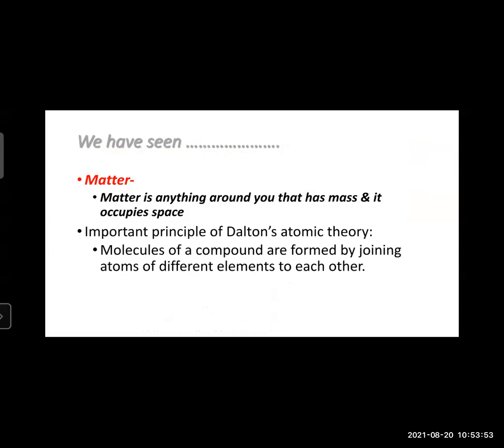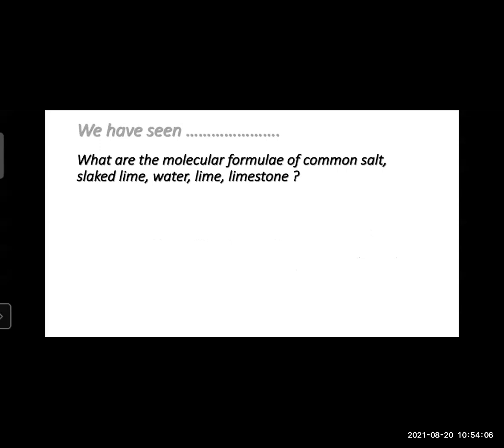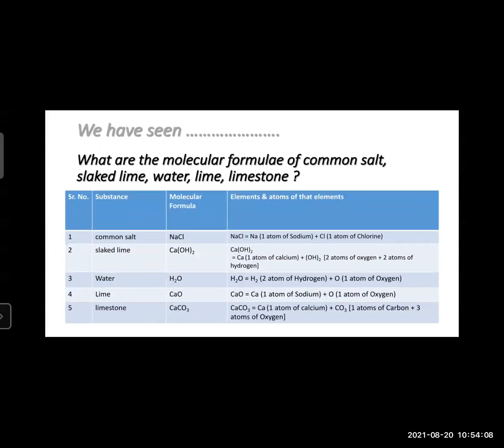What does it tell? It tells that the molecules of compounds are formed by joining atoms of different elements to each other. Also, we have seen the molecular formulae of common salt, slaked lime, water, lime, and limestone. The molecular formula of common salt is NaCl. It is made up of one atom of sodium and one atom of chlorine.